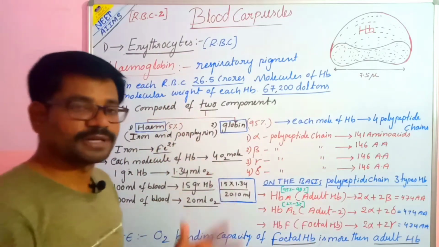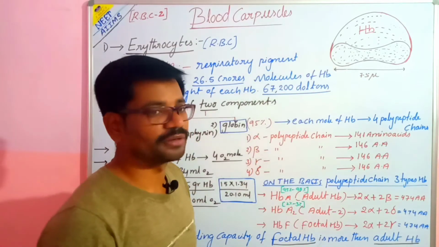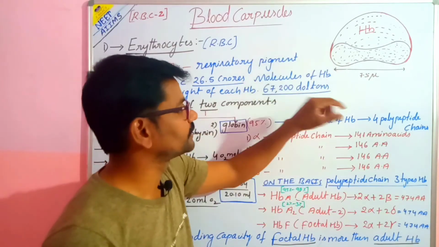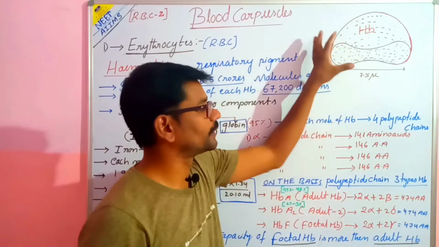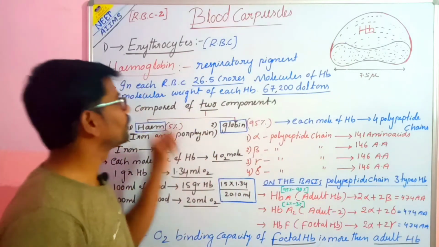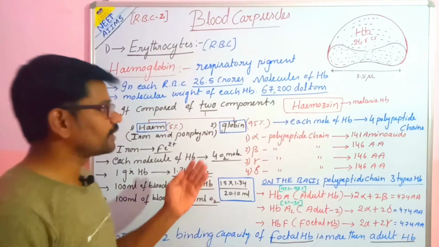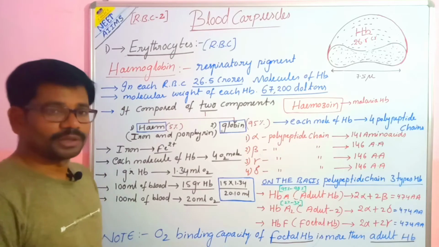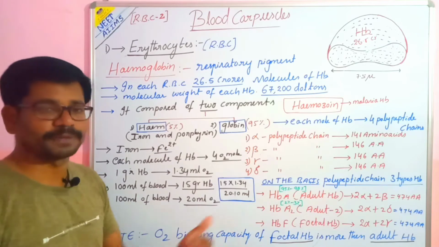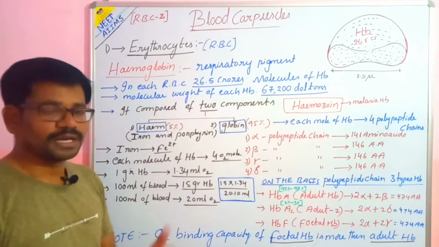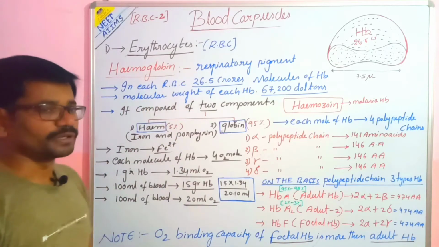In the previous lecture we completed the general structure of RBC: the plasma membrane, Donnan's membrane, the shape and size of the cell, the cell organelles, and why the nucleus is absent. Today we are going to talk about the structure of hemoglobin and its function. Hemoglobin plays a very important role in respiration, transporting gases from the lungs to the body parts, and carrying carbon dioxide from the body parts to the lungs. That's why it acts as a respiratory pigment.